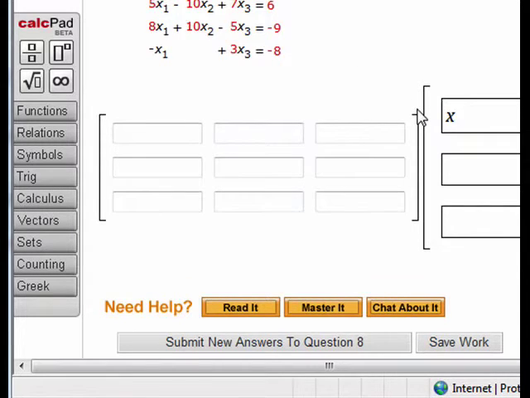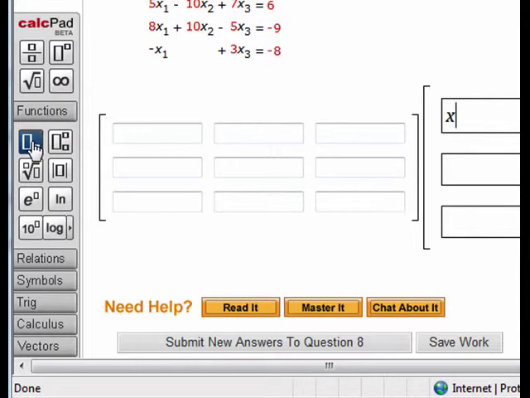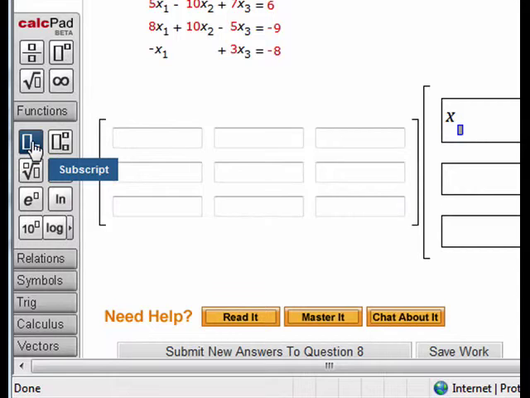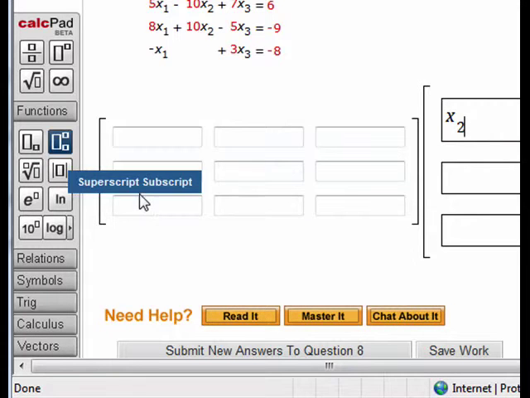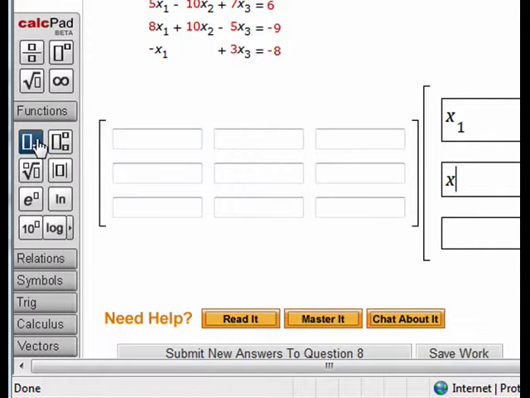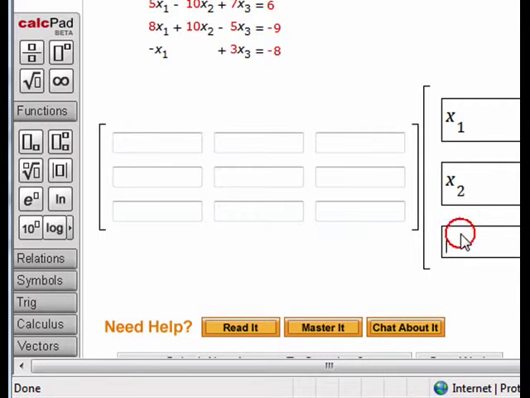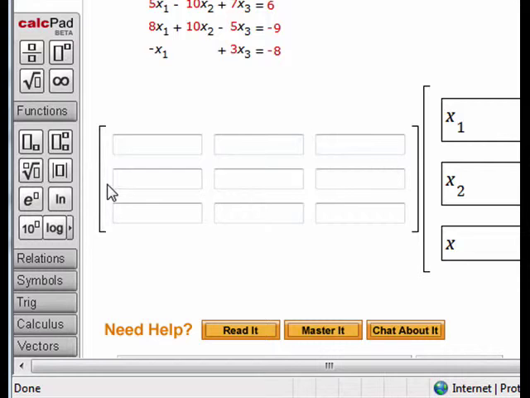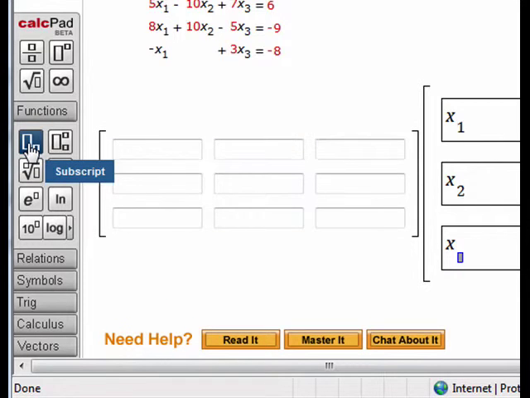And how you type in subscripts is under this functions button. The first one lets you type subscripts. So, X1. That's how you get the subscripts. I think it'll count it wrong if you just type X3, so type your X and then hit that button.